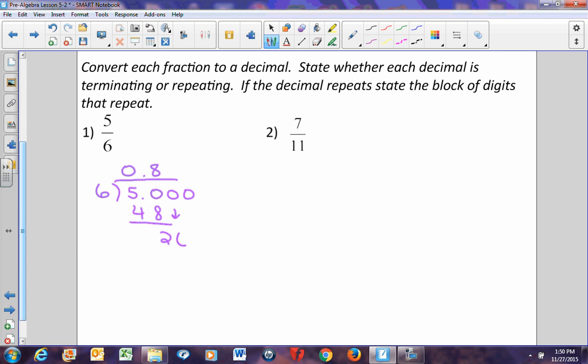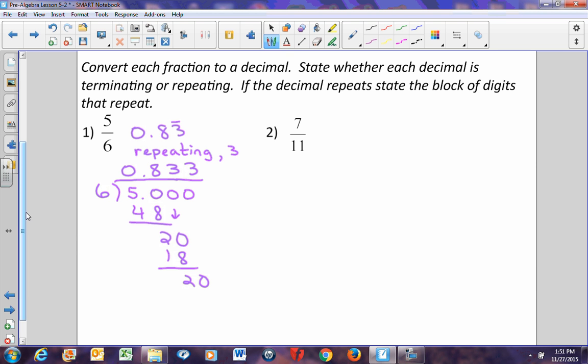Bring down my 0. 6 goes into 20 3 times. That's 18. 6 goes into 20 3 times. Aha, I see a pattern here. I do believe this 3 is repeating. Just the 3, not the 8. So my answer to this would be 0.83 with a bar over the 3. This is a repeating decimal, and the digit that repeats is just the 3. So we have changed 5/6 into a decimal, 0.83 repeating, which means only the 3 repeats.